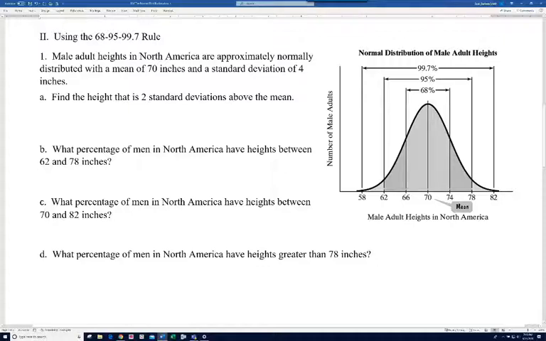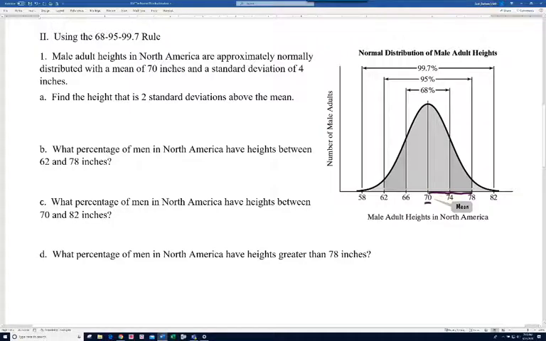So 70 inches, that's people that are 5'2", or I'm sorry, 5'10". So that's our mean. And 2 standard deviations above the mean. Well, 1 standard deviation is 4 inches. So if I add 4 inches, I'm 1 standard deviation above the mean at 74 inches. Add another 4, and now we're 2 standard deviations above the mean. And so our answer here is going to be 78.